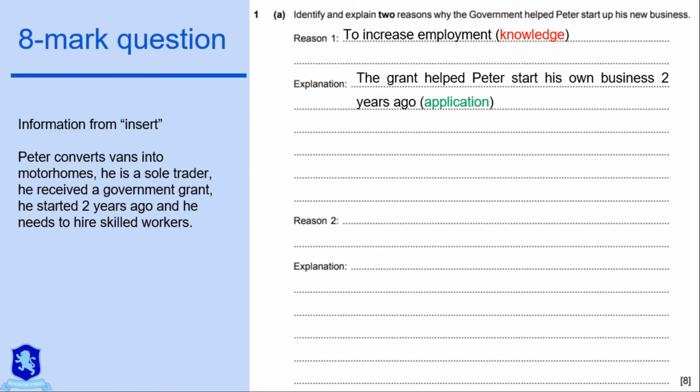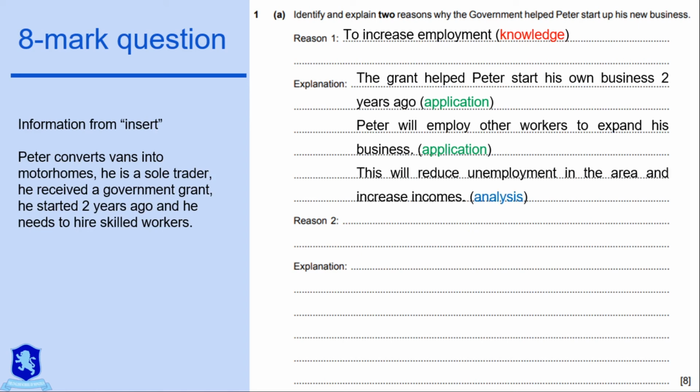The grant helped Peter start his own business 2 years ago. Okay? So that's 1 application point. We need a second application point. Peter will employ other workers to expand his business. Okay, so we need 2 application points, and then we need 1 analysis point. So we need to explain how this would benefit the government. For example, we can say, this will reduce unemployment in the area and increase incomes. So we need to elaborate a little bit more on our first knowledge point, and this is the analysis point.